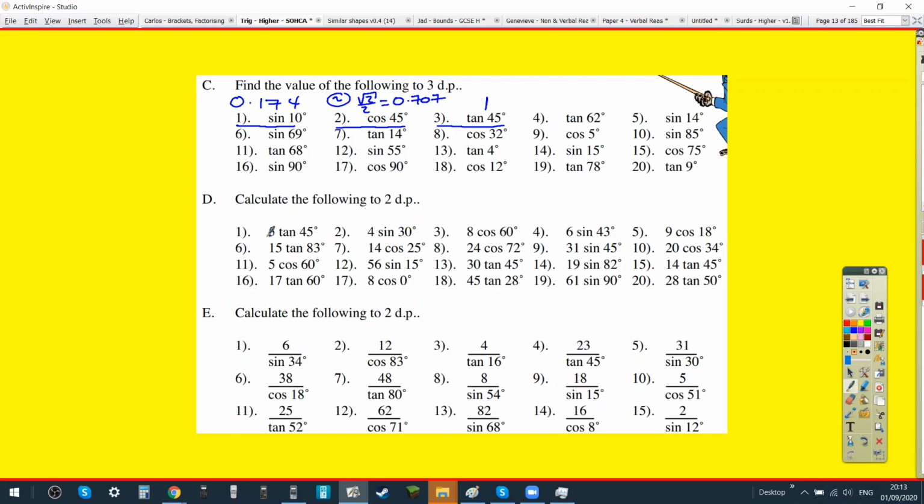Okay, let's try part D. 5 tan 45. So that's like 5 times tan 45. But you can just type in 5 tan 45 and it should work. I got 5. That one's 5. So let's try 4 sine 30. I got 2. Okay, that's fine. Let's try E, question 1. You might get an error when you try this one. Try it. Okay. E minus 1.